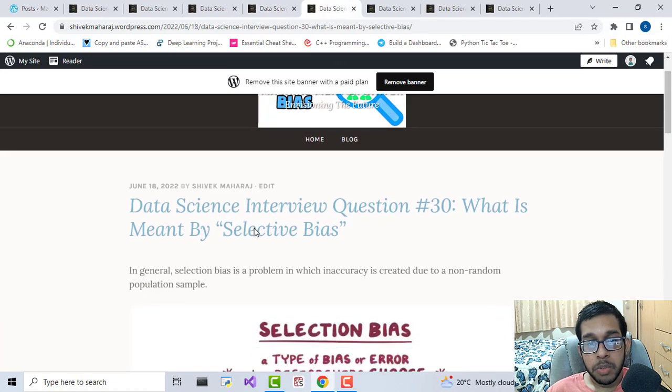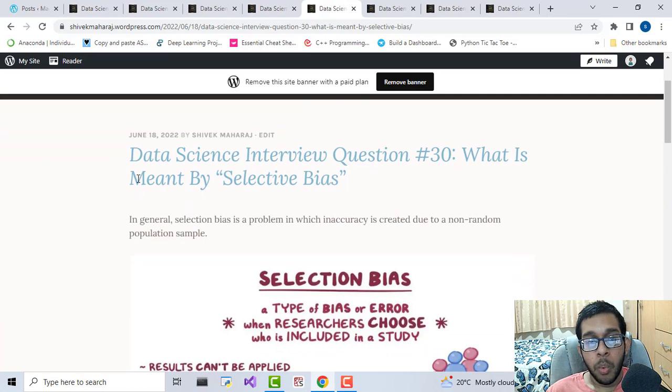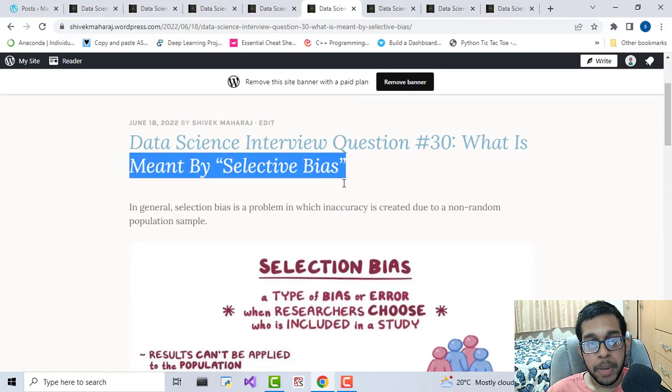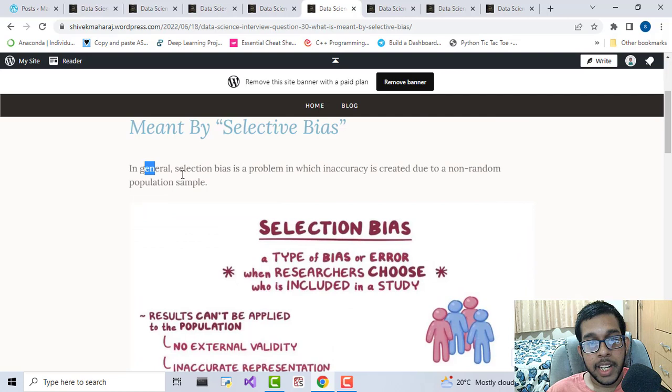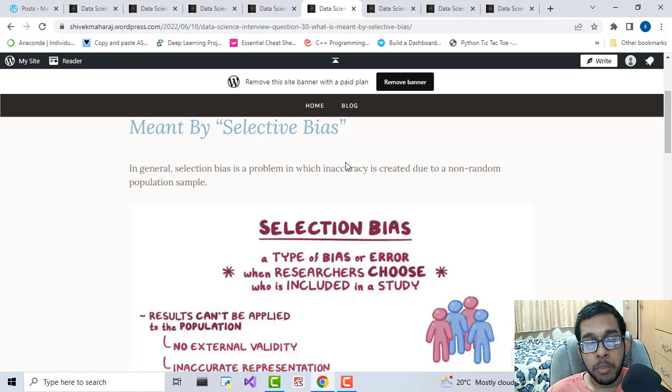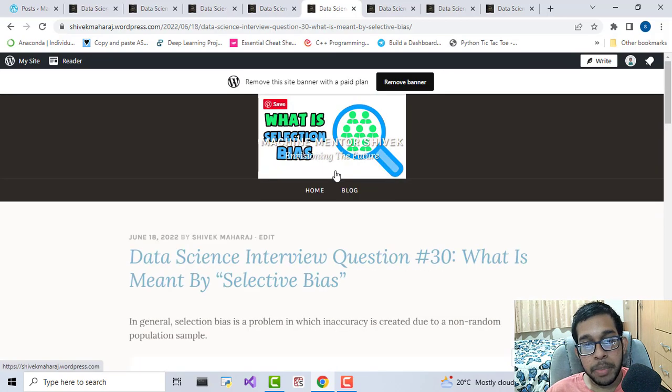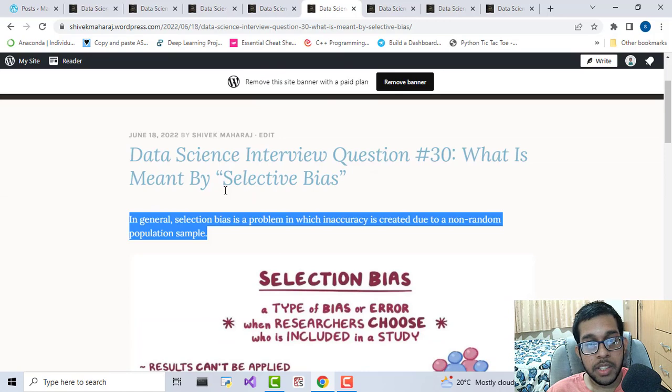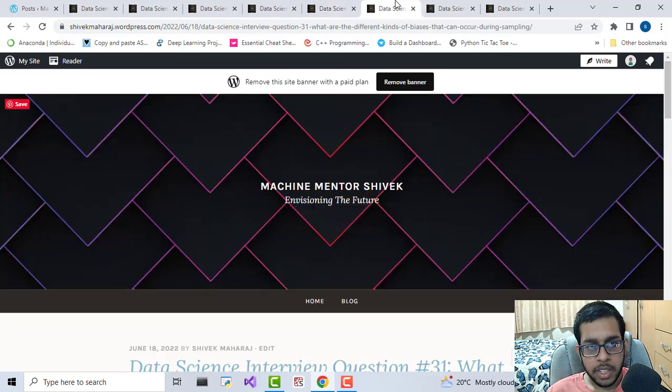Now, let us move on to question number 30. What is meant by selection bias? In general, selection bias is a problem in which inaccuracy is created due to a non-random population sample. In simple terms, a simple one-liner, guys, selection bias.